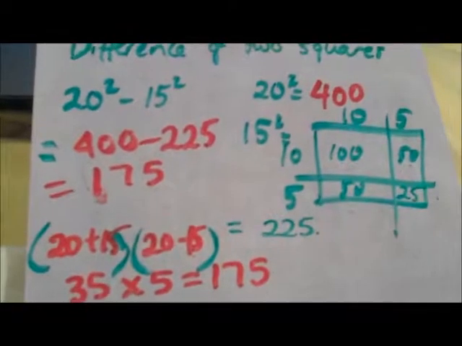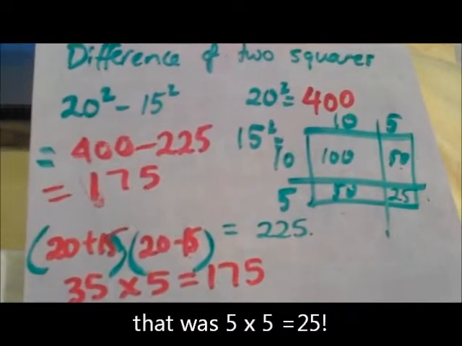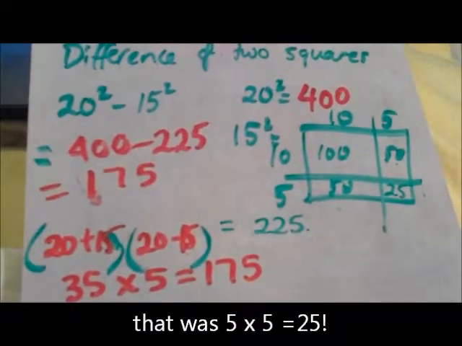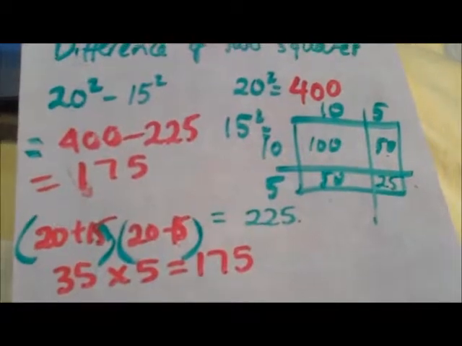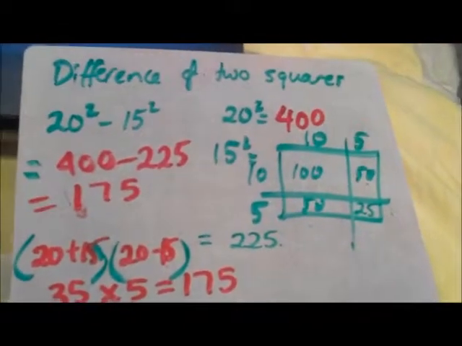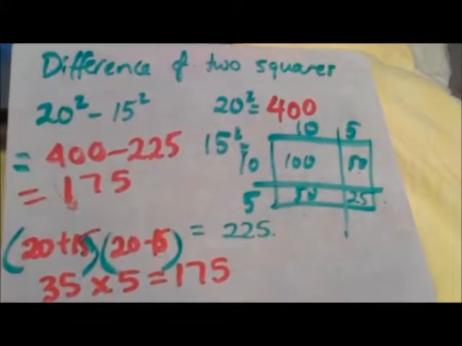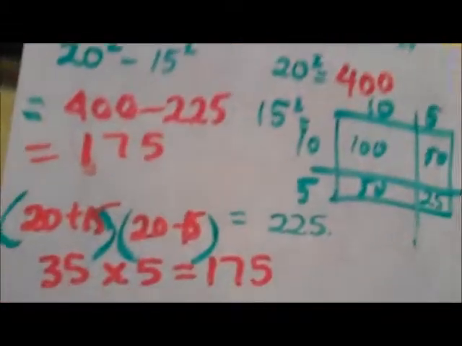So to work out something that appeared quite tricky in the beginning, 20 squared minus 15 squared, what I can actually do is 20 plus 15, 20 minus 15. And that one is called a difference of 2 squares. So if you've got a number and you've got another number, you've got to find the difference.